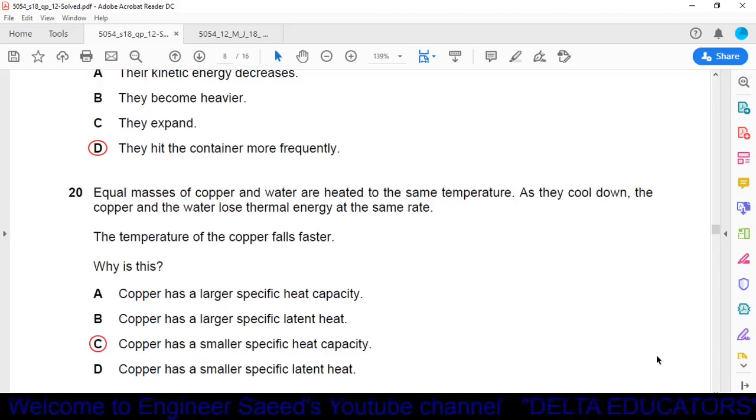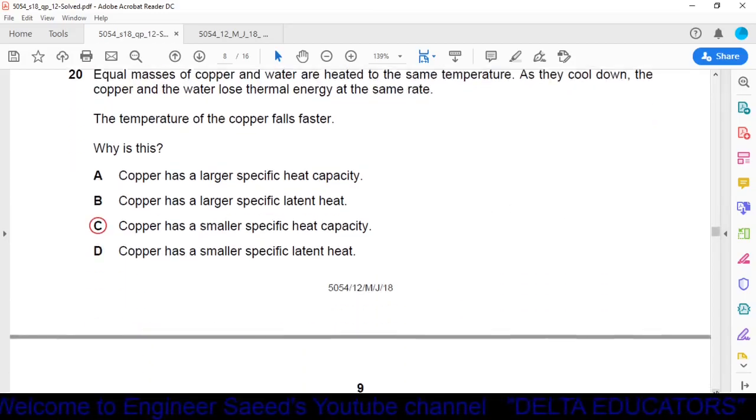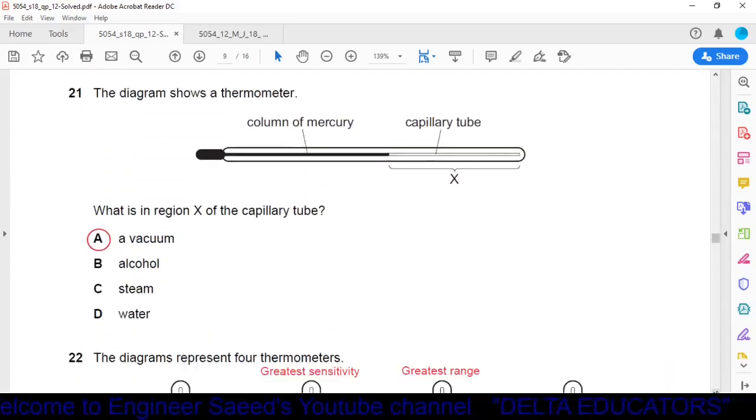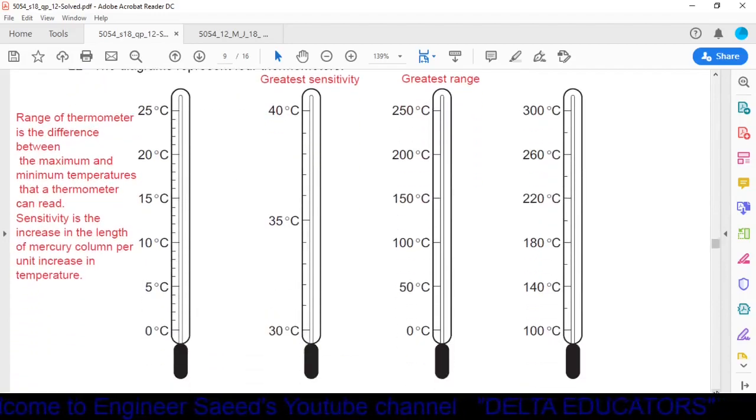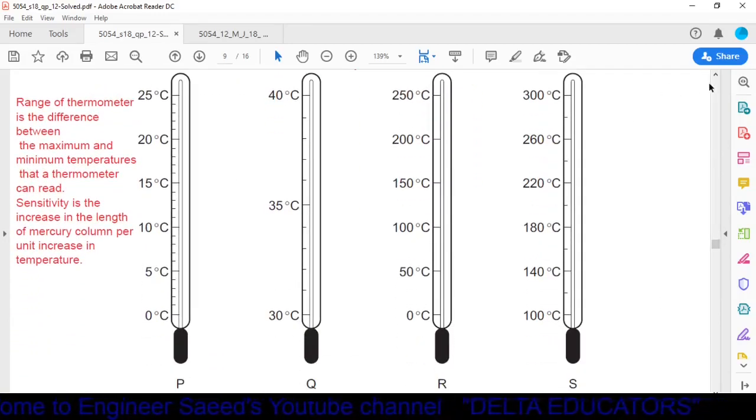Okay, today we have completed up to question number 20. Now the remaining questions, from 21 to question number 40, we will do in the next session.